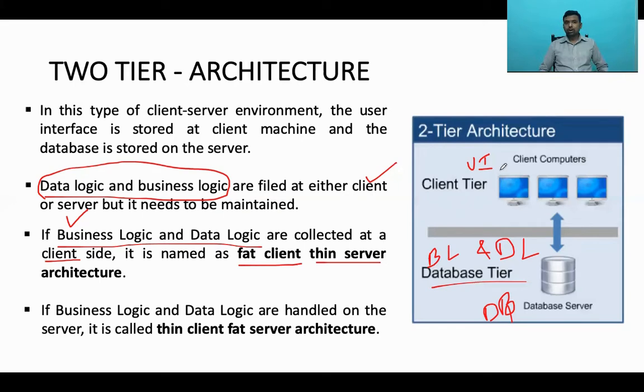So it depends on what the business requirement is. We go for either thin client fat server or fat client thin server. It depends purely on your requirement and how the business requirement is. It is not that two-tier architecture means you need to go only for this. No, it is purely dependent on what you want, right?